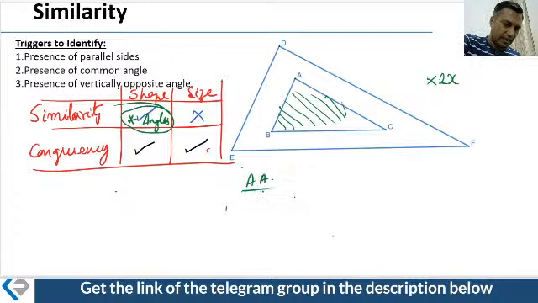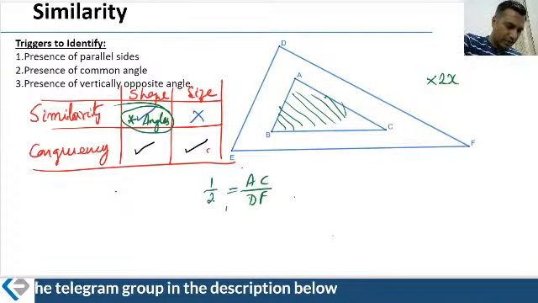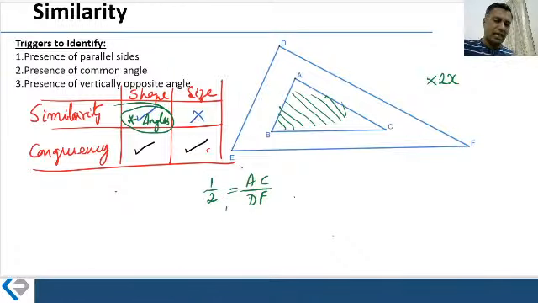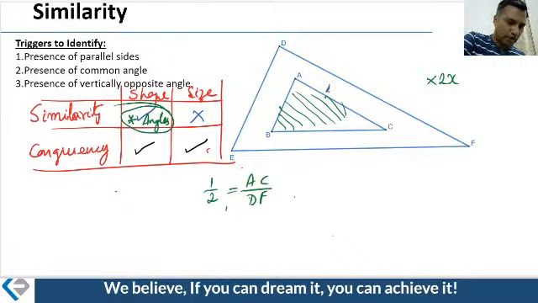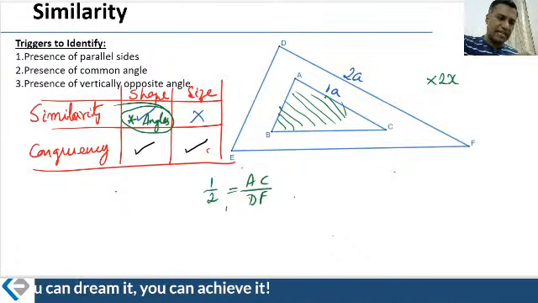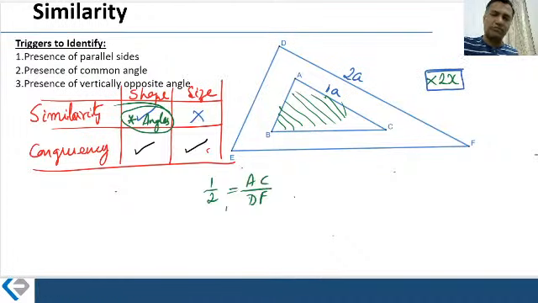So AC divided by DF is nothing but 1 by 2, which means if the length of AC is 1A unit, this is going to be 2A units. What did you do? You multiplied by a scaling factor. You used a zoom factor of into 2 times.